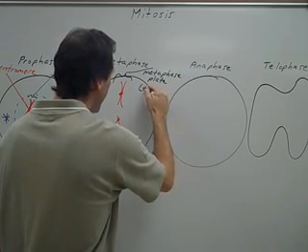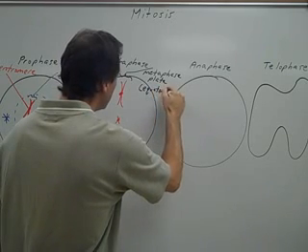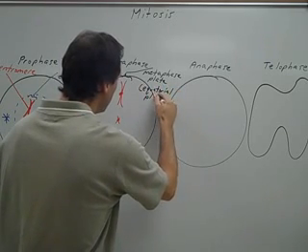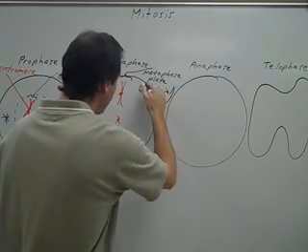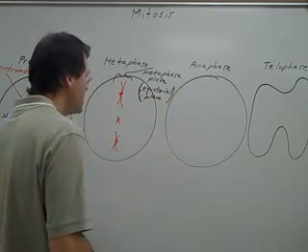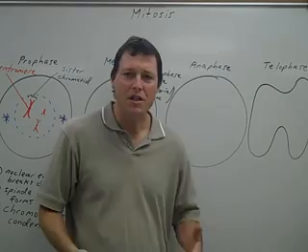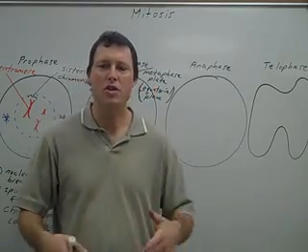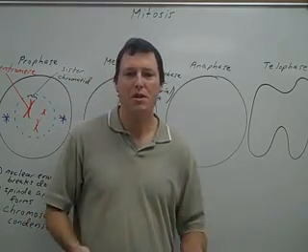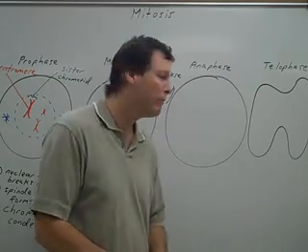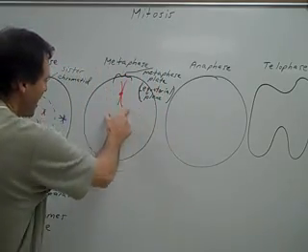Also called the equatorial plane, because it's the midline of the cell. And it's an area. It's not a physical structure. It's an area. Just like the equator of the Earth is not a physical structure. It's an area. This is an area. It's the midline of the cell.